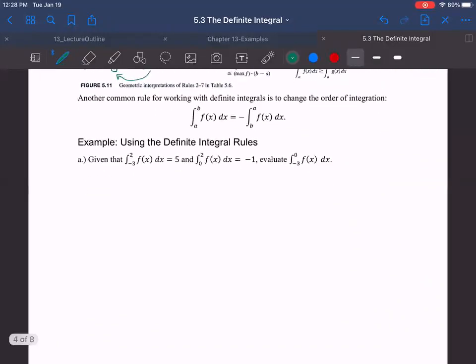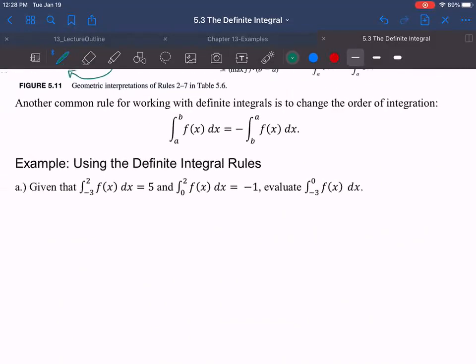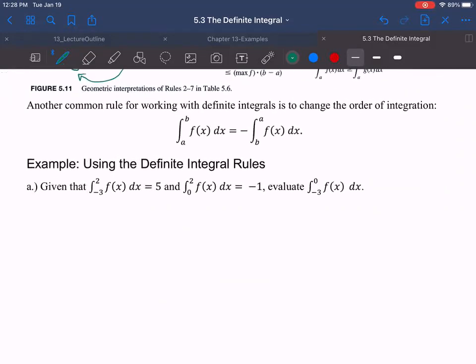So let's take a look here. Oh, and another common rule for working with integrals is that right there. If you switch your limits of integration, you add a negative sign. It negates it. So instead of from A to B, you go from B to A. It's the negative of it.